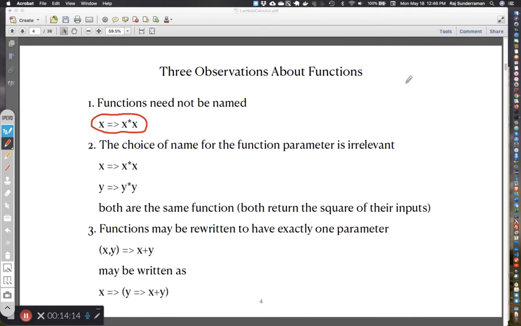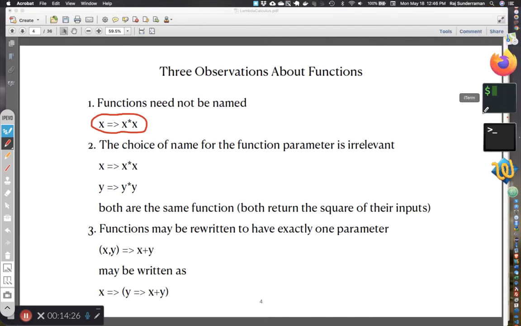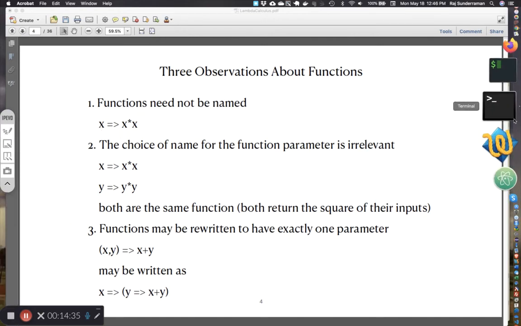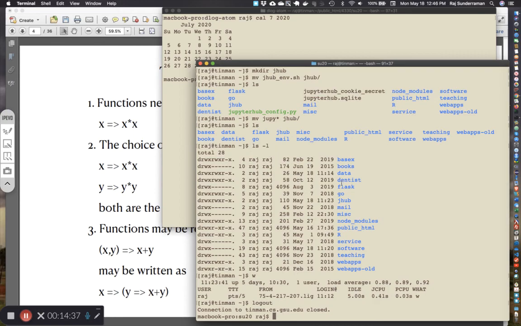Let me see if I can quickly bring up maybe a terminal. I like terminals. Maybe I should disable the pen here and then bring up the terminal. It was starting to write on the terminal. I'm just pulling up some file.